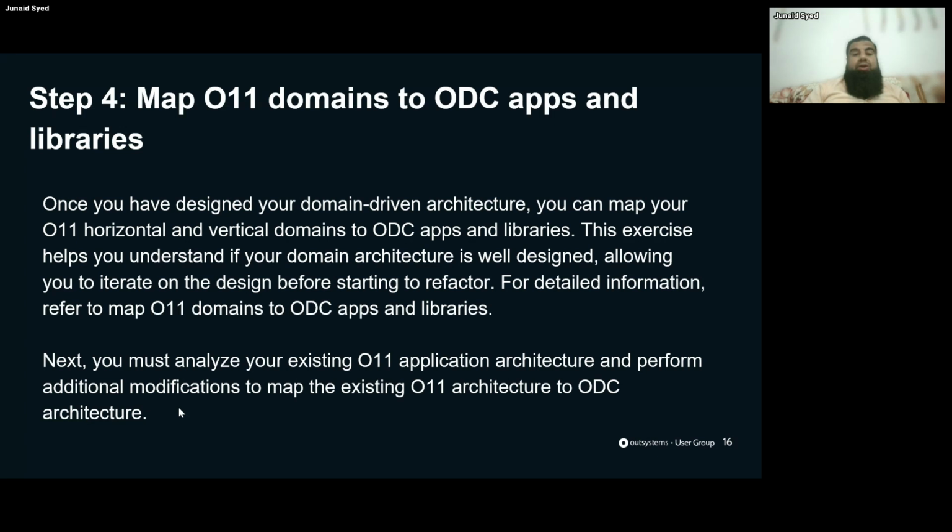There are again two types of domains possible: vertical domains and horizontal domains. Vertical domains are the ones which are serving a specific area of business, whereas horizontal domains are the ones which are used in one or more vertical domains. You might be familiar already, or if not, maybe Neha or Shubham can tell me. We can have a separate session on domains altogether where we will talk about them in detail. But it is one of the key concepts to perform the migration from O11 to ODC.